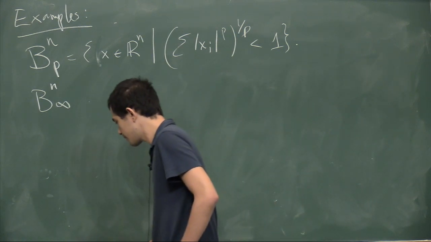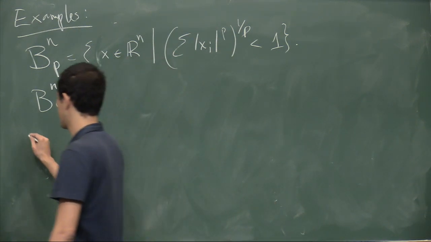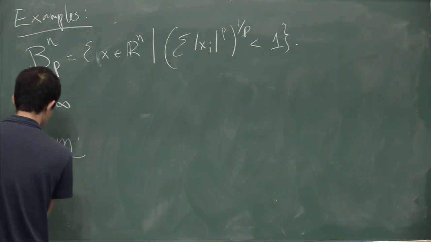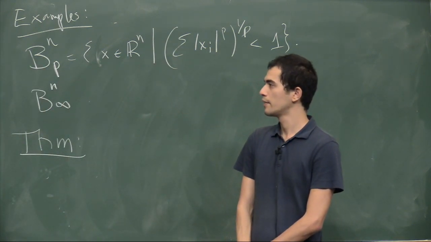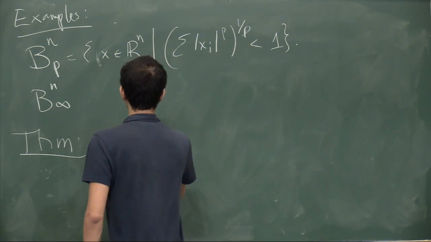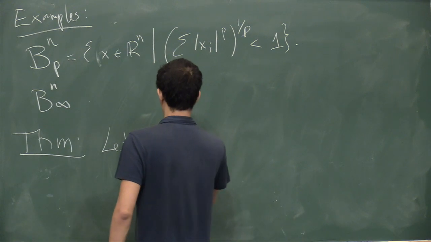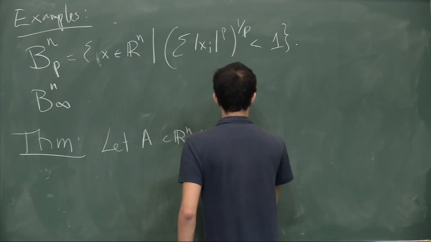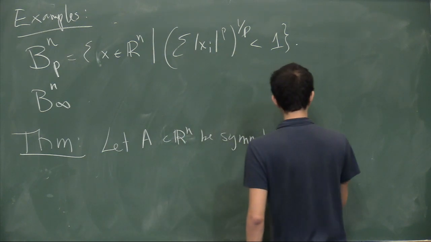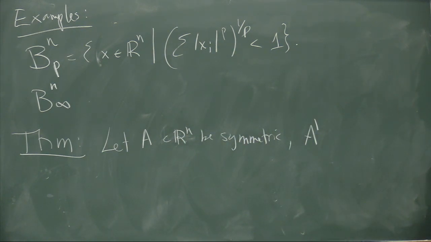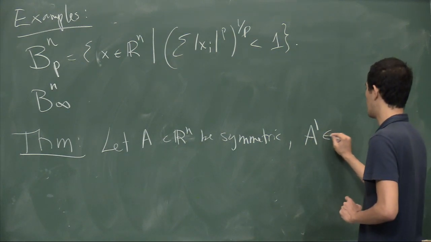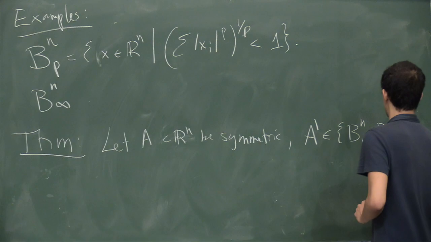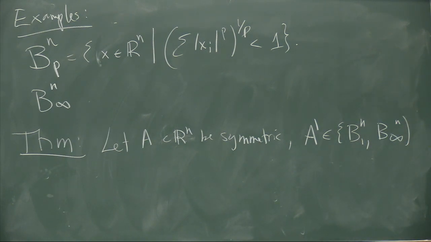Okay. So now I can tell you what the theorem is. So the theorem is that, let A be a symmetric domain, and let A prime be a symmetric domain, but one of two kinds. So I want A prime to be either the 1-ball or the infinity ball. Okay, so this is a cube, and this is kind of a high-dimensional diamond. Okay, so this guy or this guy.